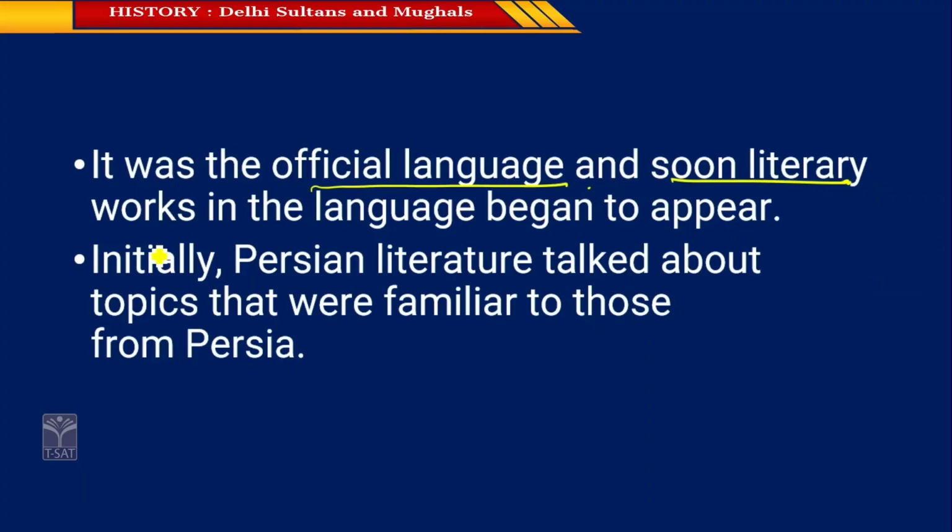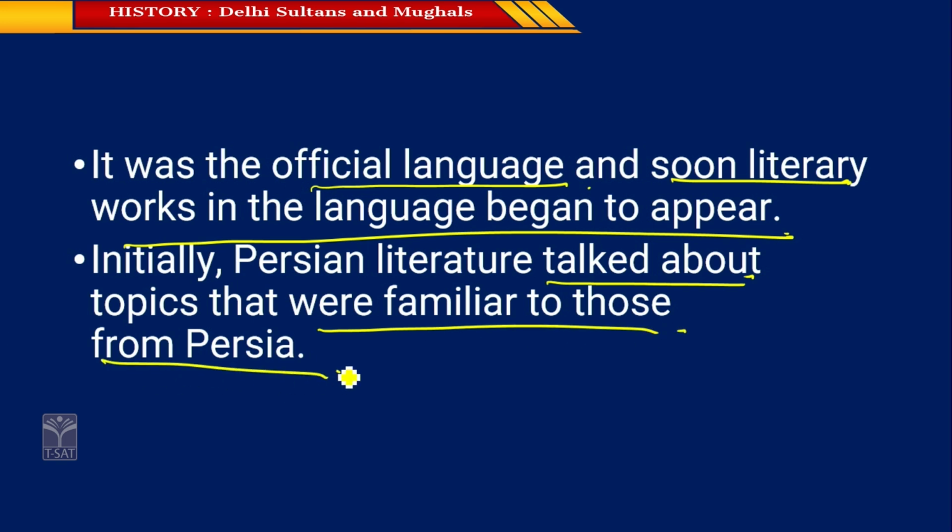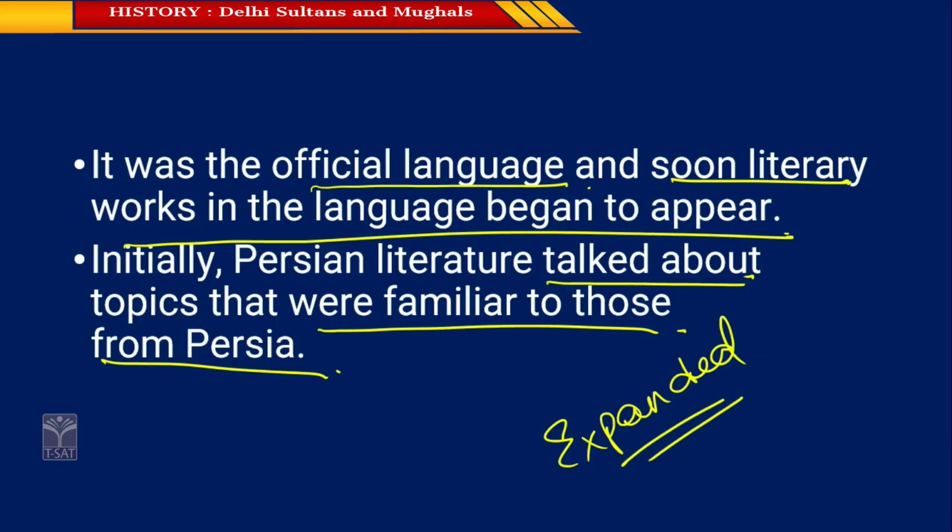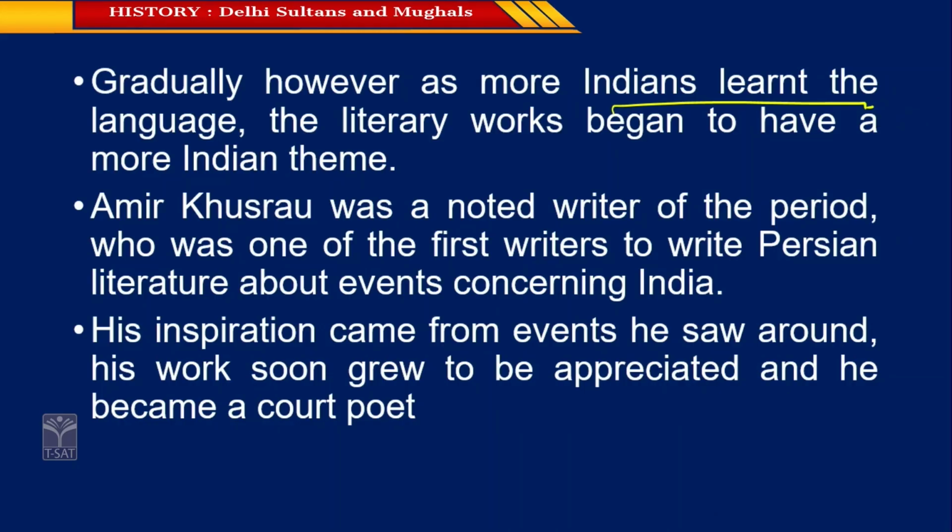So in the Delhi Sultanate period, not only the official language, even the common language of the people ended up becoming Persian. It was the official language, and soon literary works in the language began to appear. Initially, Persian literature only talked about those topics that were familiar to those from Persia, like society, societal rules, art forms, literature, and painting. But as time went on, the dimension of the books and the literature expanded. More and more content, more and more subjects were written in the Delhi Sultanate. Gradually, as more Indians learnt Persian, the literary works began to have a more Indianized theme.